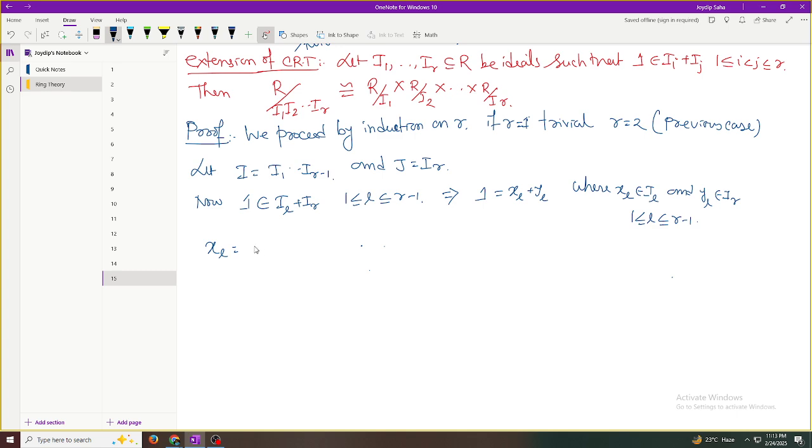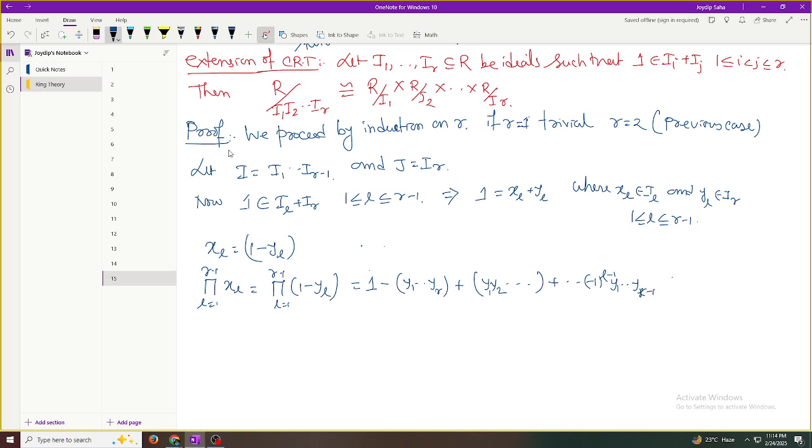XL equals 1 minus YL. Now product of XL, L equals 1 to R minus 1, equals product of 1 minus YL, L equals 1 to R minus 1, that equals 1 minus Y1, Y2, and so on, with minus 1 to the power L, up to R minus 1. I should write this Y(R minus 1).